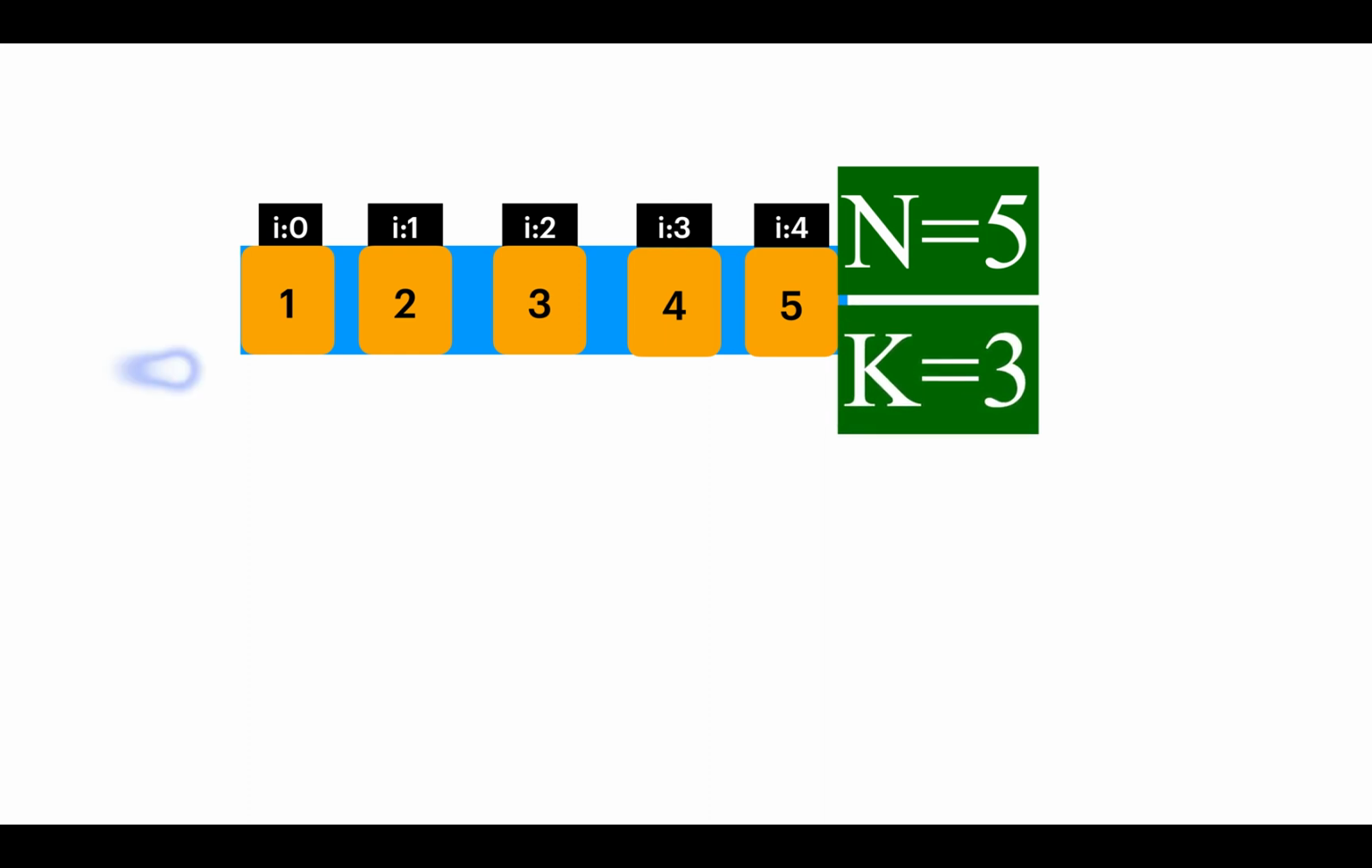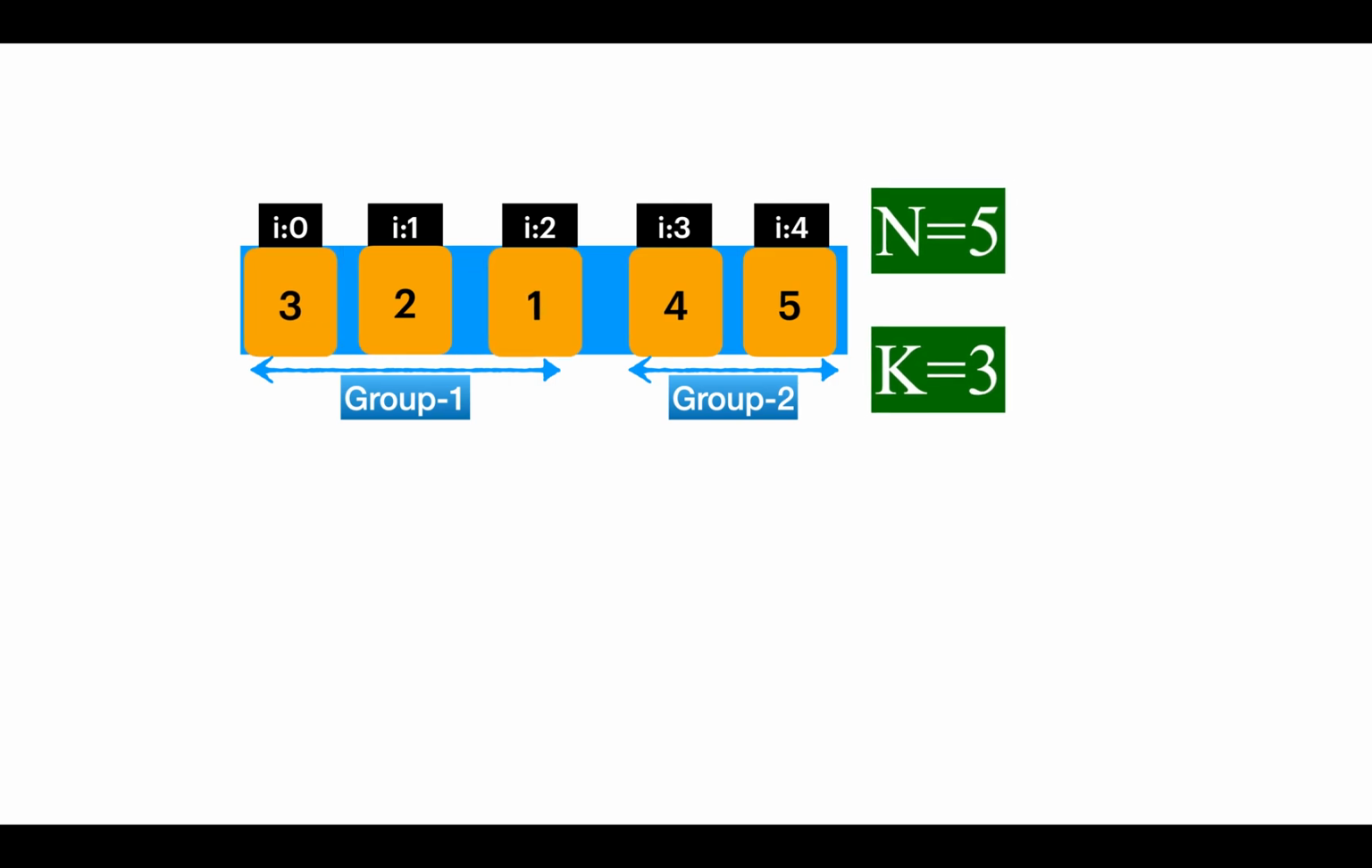So now we can divide this array into two groups where first group will have 3 elements, second group will have 2 elements. Reverse the first group, reverse the second group. That's it. This is what the expected output. So let's understand how we can solve this.